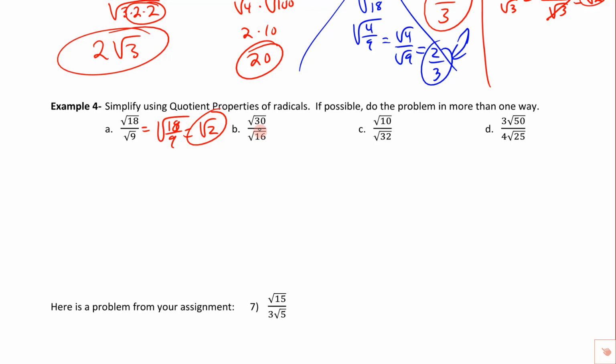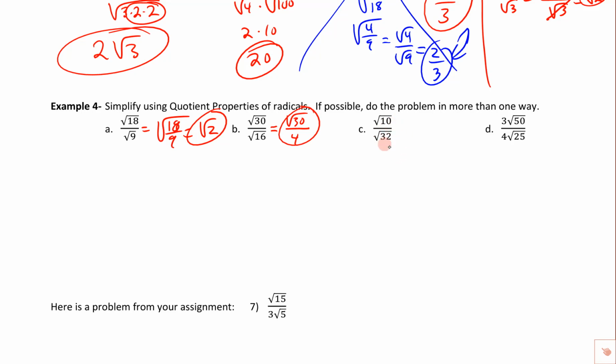So if we take a look at this next one, we've got radical 30 over radical 16. Whenever you see a perfect square, it's not a bad idea to go ahead and simplify that. So this would be the square root of 16, which would be 4. This is radical 30. Let's check and see if we can simplify that at all. 30 would be 3 times 10, and 10 would be, let's replace that with a 2 times 5. So there's nothing that we could take out of there, so that is the answer. We're finished with that one. That's as simplified as it gets.